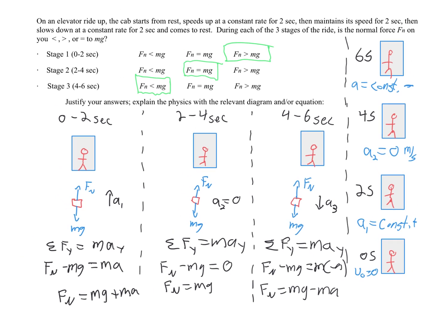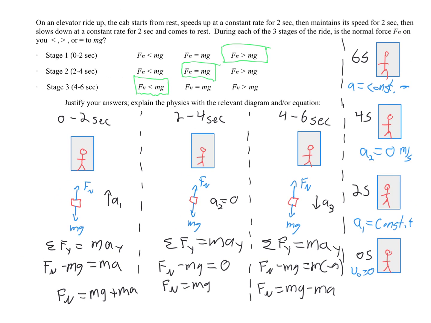So once again, you can see the correct answers are Fn larger than mg for stage 1, Fn equals mg for stage 2, and Fn is less than mg for stage 3, as we proved down below.